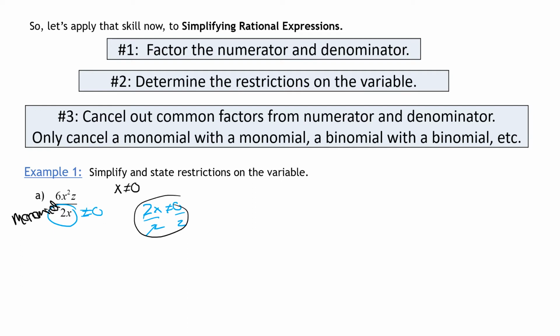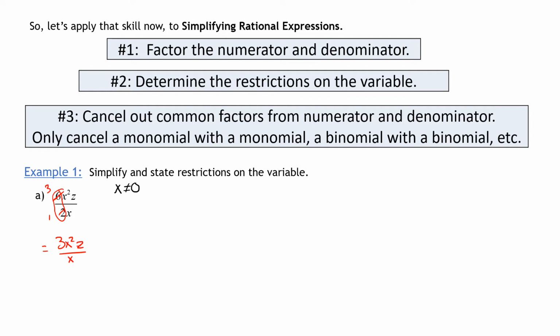Okay, we've got our restrictions. Now we want to simplify. So we're going to simplify by canceling anything we can cancel out. But think of the way we just did the examples I showed you. So 6 and 2, let's look at the numbers first. That reduces, right? If I divide 6 by 2, I'm left with a 3. If I divide 2 by 2, I'm left with a 1. So what I have so far is 3x squared z over x.